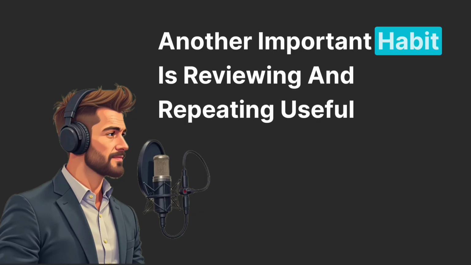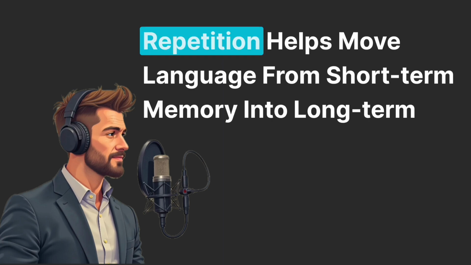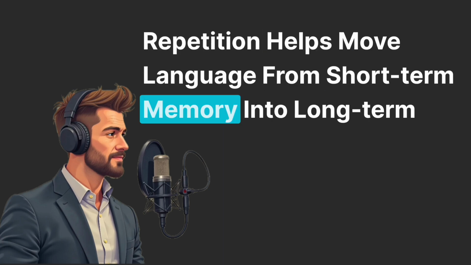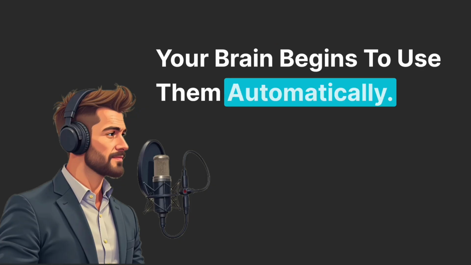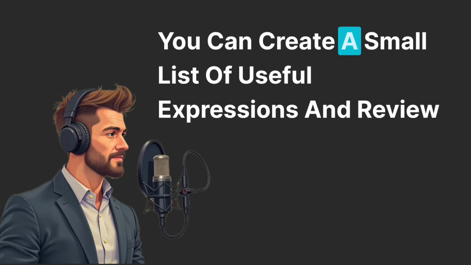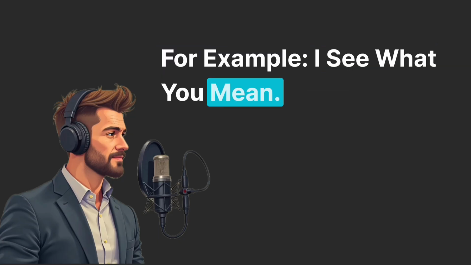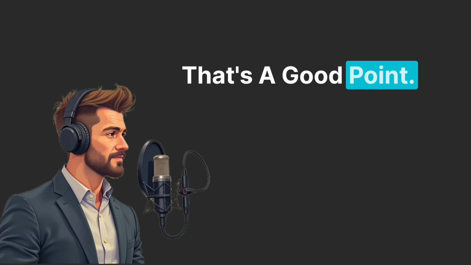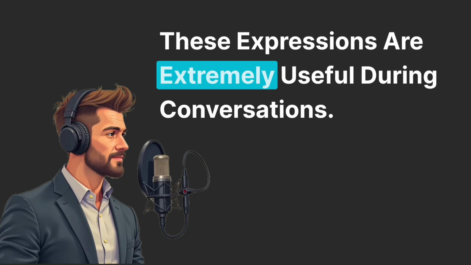Another important habit is reviewing and repeating useful expressions. Repetition helps move language from short-term memory into long-term memory. When you repeat phrases regularly, your brain begins to use them automatically. You can create a small list of useful expressions and review them daily. For example, "I see what you mean. That's a good point. Let me think about that." These expressions are extremely useful during conversations.